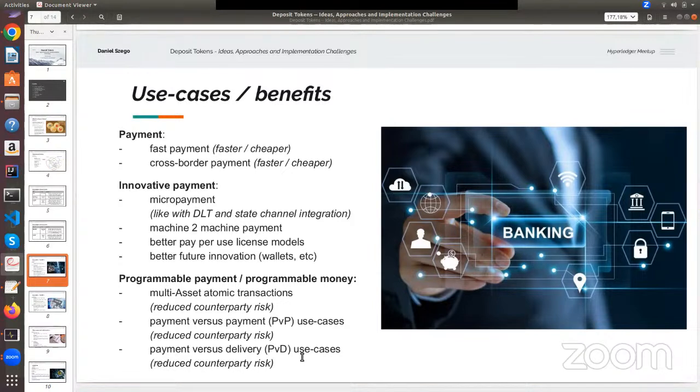Let me imagine I have a tokenized security, like a tokenized stock or a tokenized bond, perhaps in the future, and I want to buy a piece of a tokenized bond with tokenized money. Of course, it's possible to do with centralized institutes, but that's a kind of counterparty risk. So it can probably be done faster, cheaper, and with reduced counterparty risk if we think of full tokenization. And the money leg, the cash leg, can basically be a deposit token.